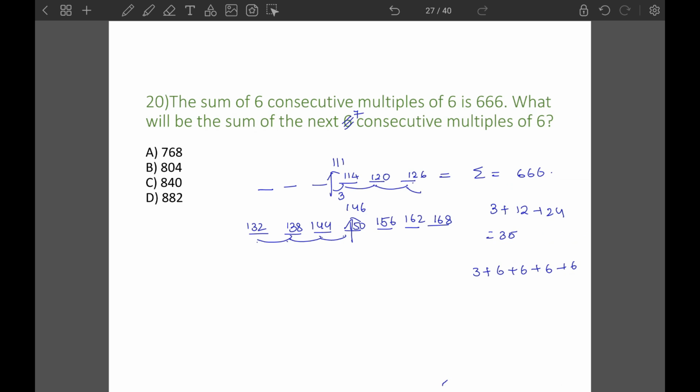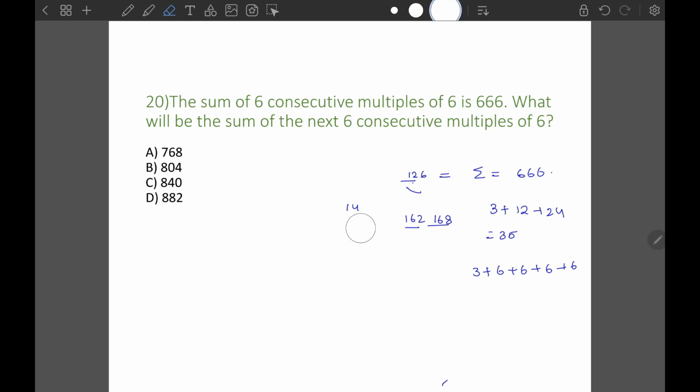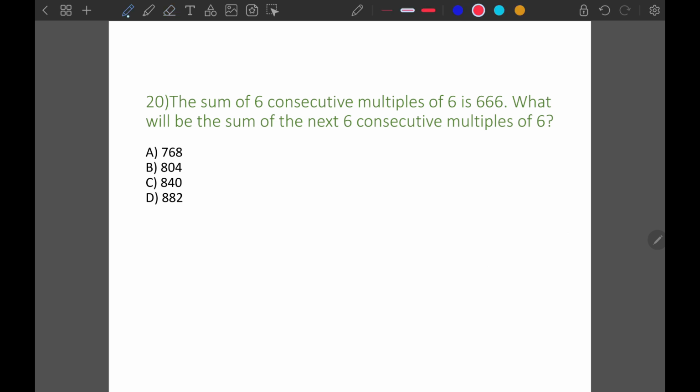Okay, let us try to solve this question. First, given that the sum of 6 consecutive multiples of 6 is 666. What will be the sum of the next 6 consecutive multiples of 6?